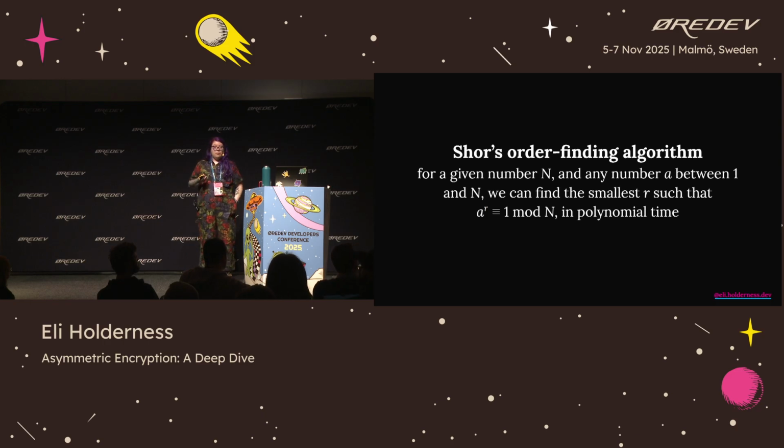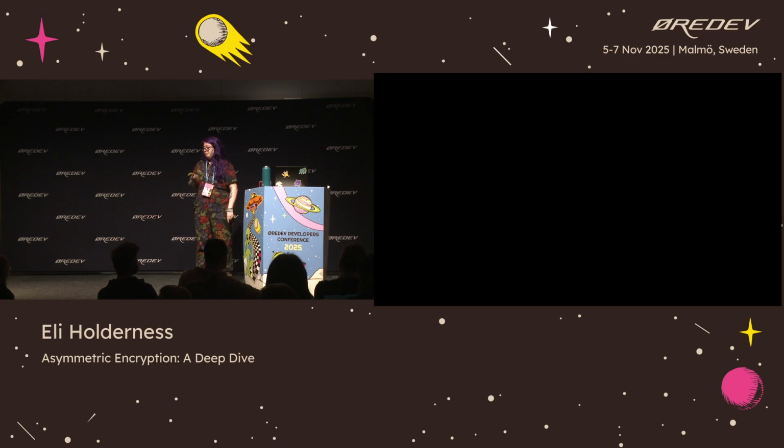What he did was he said, here's an algorithm that will take any given number n, for example, 323, and any number between a and n, let's say 11, like a random number, we can find the smallest number that when you raise 11 to that number, you get a remainder of 1 mod 323. In polynomial time. This cannot be done on a classical computer. This is a quantum computer thing.